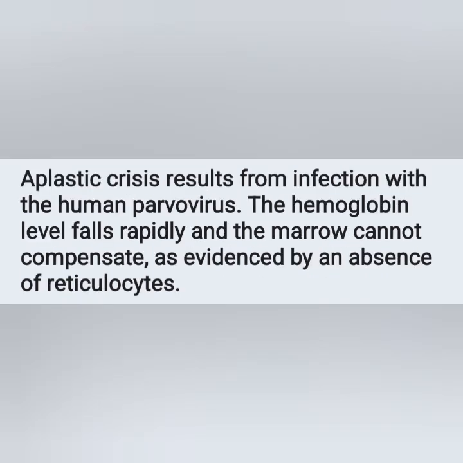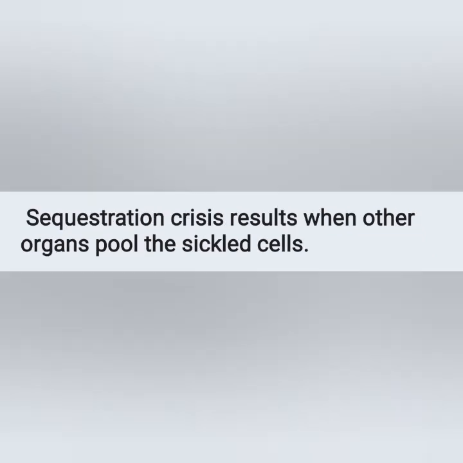The second one is aplastic crisis, which results from infection with human parvovirus. The hemoglobin level falls rapidly and the marrow cannot compensate, as evidenced by an absence of reticulocytes. This is the second type, aplastic crisis. And the third type is sequestration crisis, which results from other organs pooling the sickle cells.